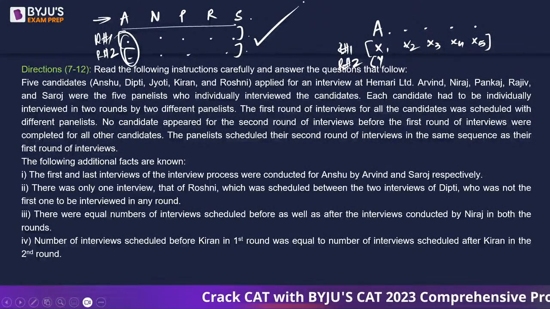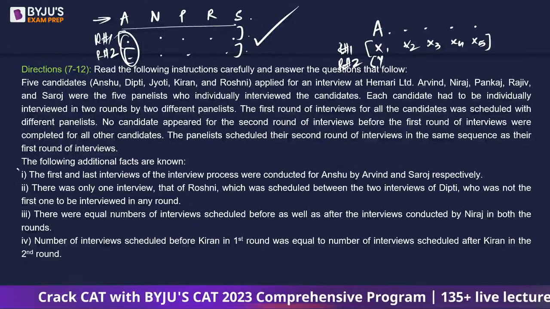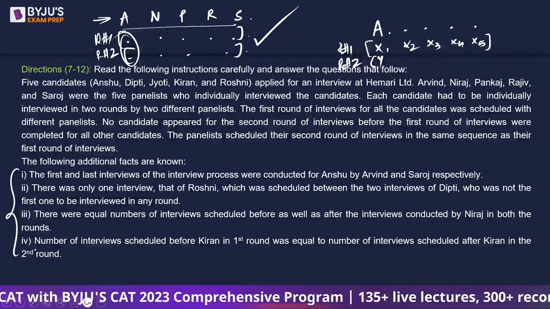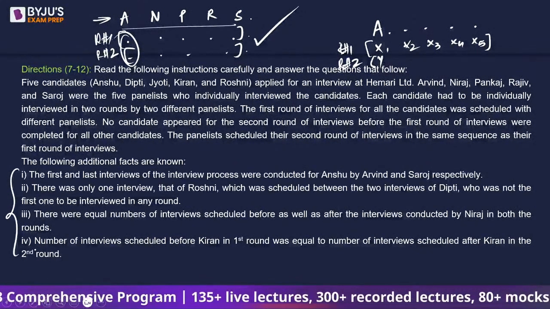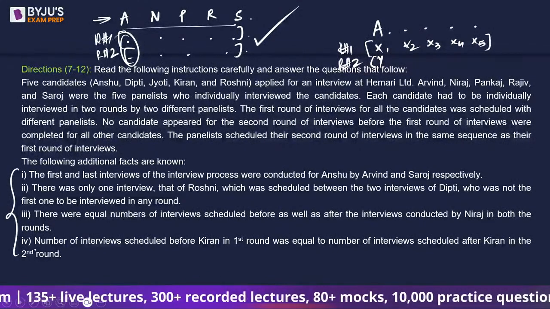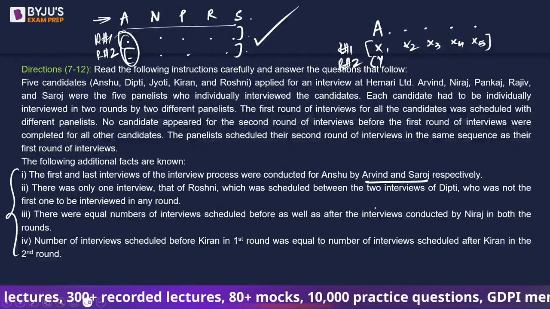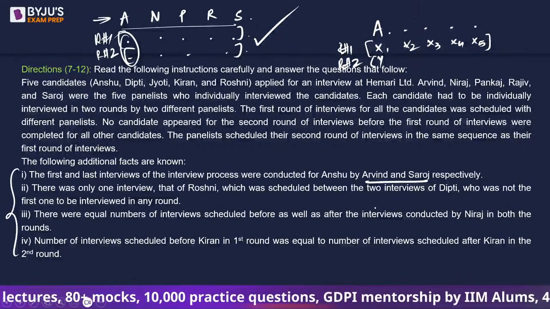We don't know the name of the panelist sequence, so we will leave that empty. We will read the following statements and try to figure it out. पहले थोड़ा पढ़ लेते हैं statements. The first and last interviews of the interview process were conducted for Anshu by Arvind and Saroj respectively. Okay, fine. So this gives us an idea as to first कौन था, last panelist कौन था. ठीक है.